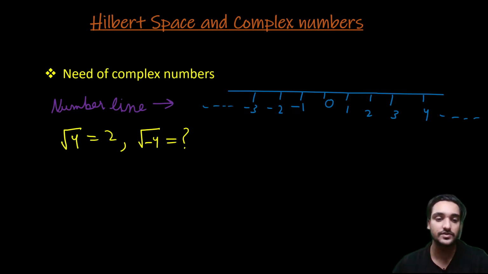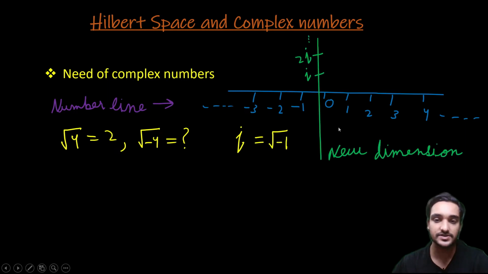Some people make a mistake over here. They say that minus 2 would be the root of minus 4. Actually minus times minus becomes plus and it would be plus 4. So it was very difficult to solve this problem on this number line. Basically the limitation was this number line, so a new dimension was introduced.